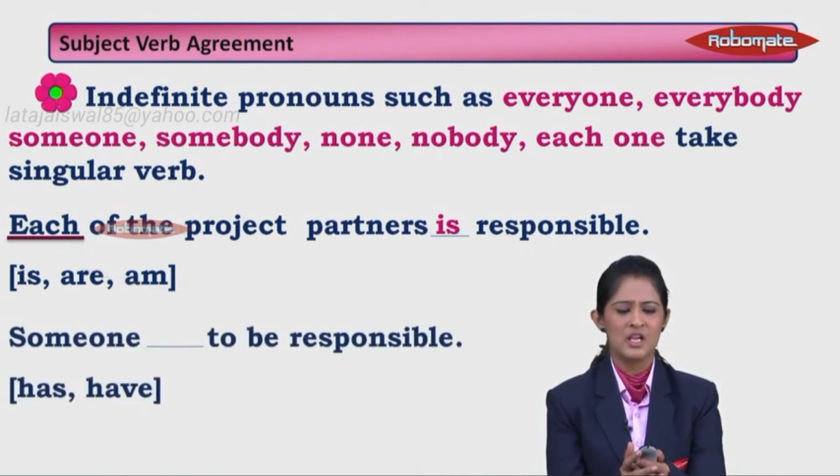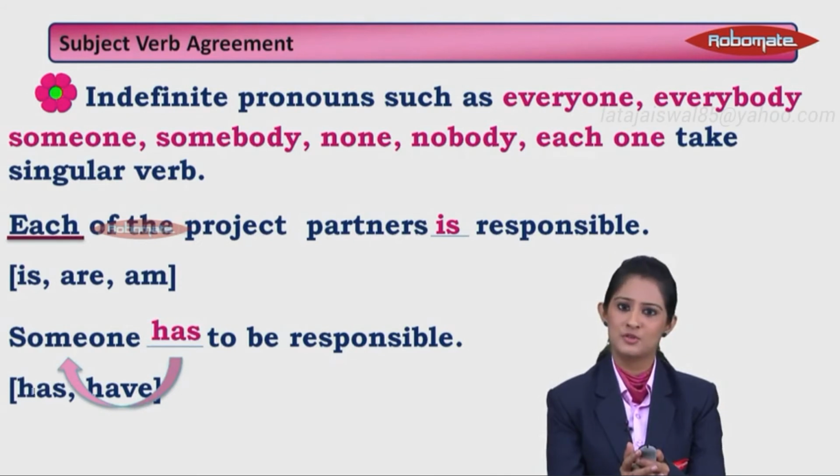The next one, someone dash to be responsible. We have the options has and have. Which one do we take? The word is has. Someone has to be responsible.